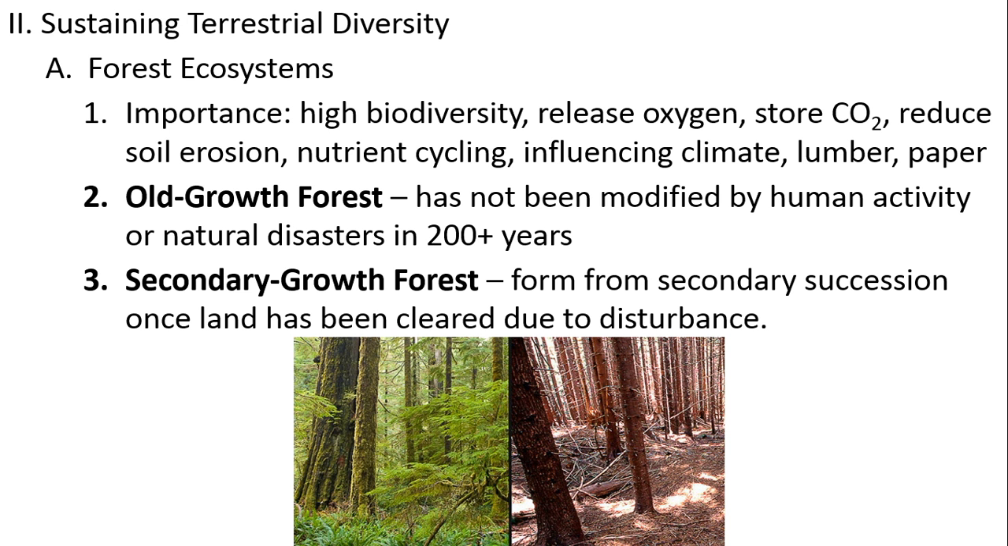A secondary growth forest forms from secondary succession because the land was cleared due to some disturbance. And this could be from the logging industry, a forest fire, or some sort of storm. So if we look at those two pictures at the bottom, which is which? Well, the one on the left that you can see has a lot of biodiversity is an old growth forest. That is a great example of an old growth forest. Over on the right, if you notice, all the trees are pretty much uniform and there's not much undergrowth. That is a good example of a secondary growth forest.